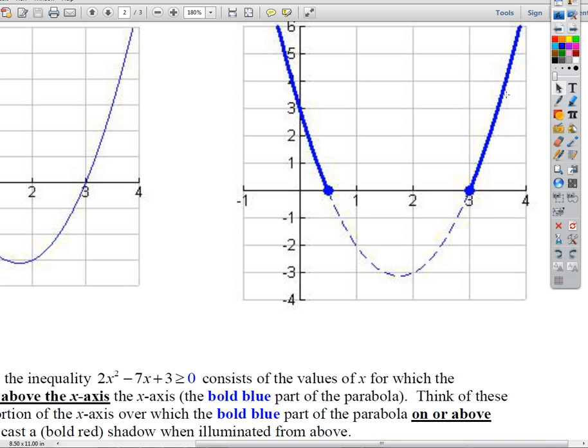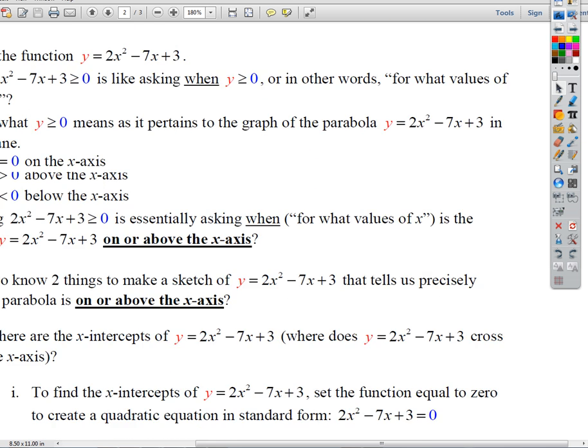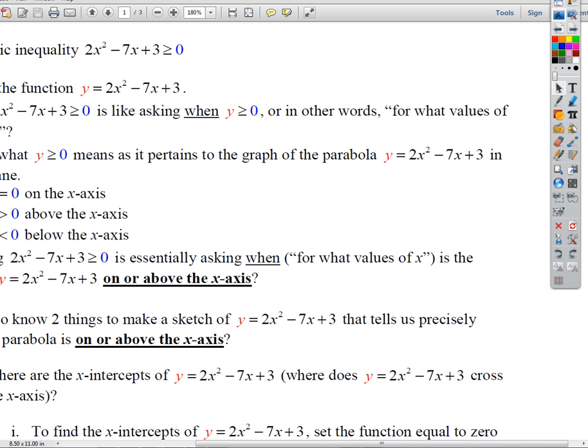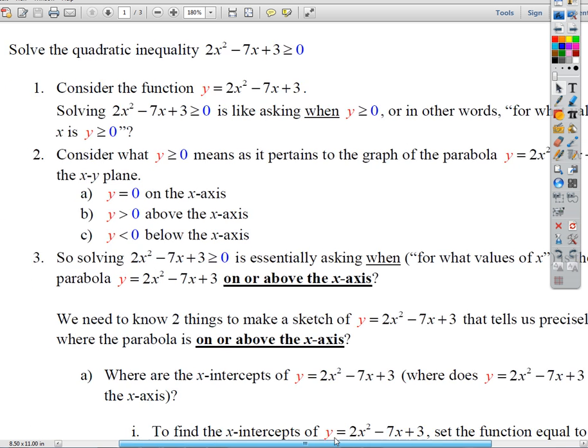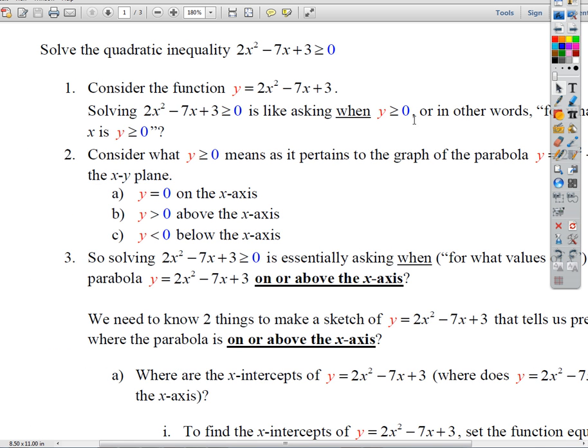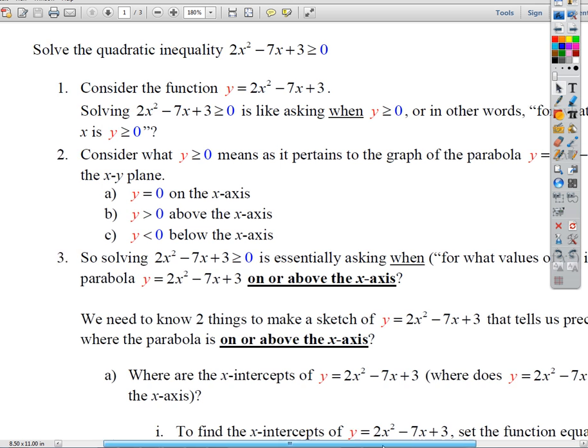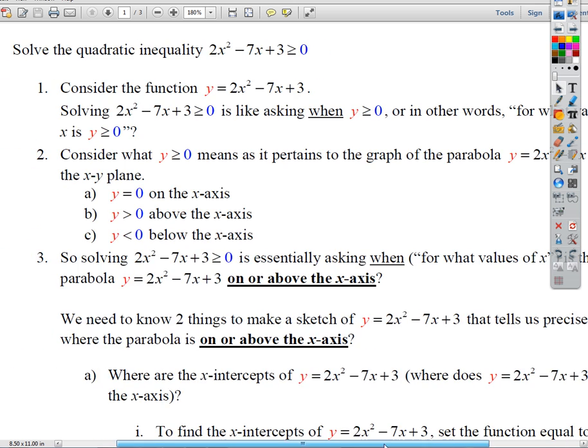Okay. So then this is the part we're interested in, but the question is only asking for x values, right? In our sketch we're trying to find out where the y values are on or above the x-axis. But when we say where, what we're really asking for is for what values of x, right? That's what where really means, or when, whatever you want to say. For what values of x is y greater than or equal to 0? We want the x values that are going to make this statement true.